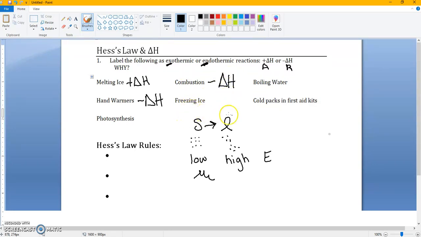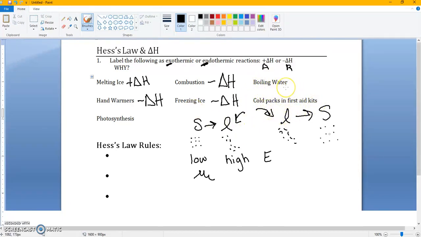Freezing ice is going from a liquid to a solid, which means I'm going from more energy to less energy, so I am going to have to get rid of some of the energy, making this exothermic. This makes sense because if one way is endothermic, the other way has to be exothermic. So in phase changes, whenever you go forward or backwards, they're always opposite. One is gaining, one is losing.